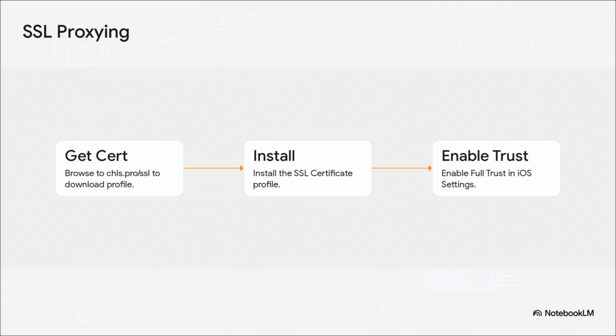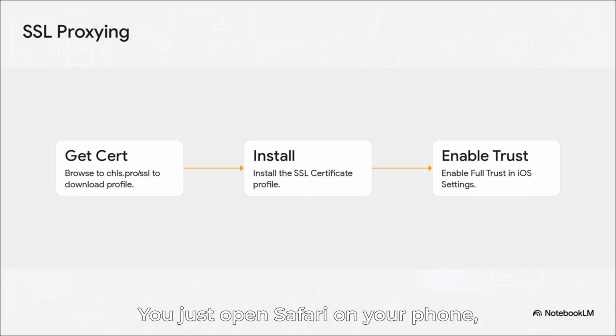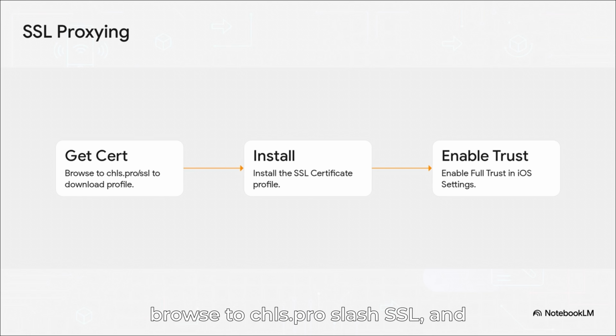But here's the catch. Just routing the traffic isn't enough anymore because practically all modern traffic is locked down with HTTPS encryption. To actually read that encrypted data on, say, an iOS device, you have to install the Charles root certificate. You just open Safari on your phone, browse to chls.pro/SSL, and download the profile. But here's the vital step that absolutely everyone forgets. You have to go into your iOS settings under General, then About, and explicitly enable full trust for that certificate. If you don't enable full trust, the traffic is just going to stay completely scrambled.